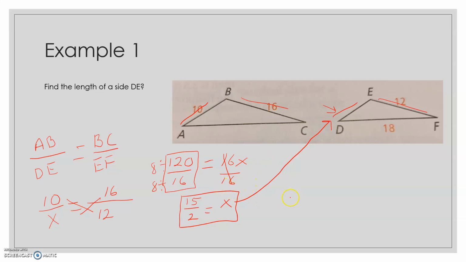We'll put the 7.5. Awesome. So that's our using proportions to find missing side lengths in similar figures. We know similar figures are proportional, so we can write the proportion and solve for what we're missing.